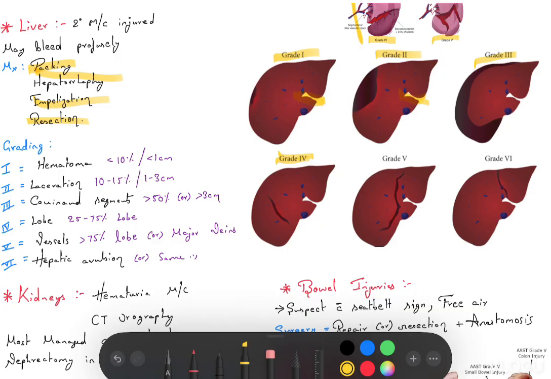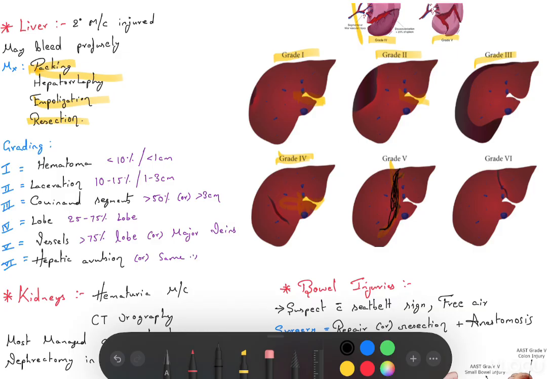In grade 4 we can see that the liver lobe becomes damaged, about 25 to 75 percent. So the lobe is injured. Okay, next grade 5, we can see blood vessels become injured too. So greater than 75 percent of the lobe and major veins are injured. Next we can see grade 6. In grade 6 we can see hepatic avulsion.